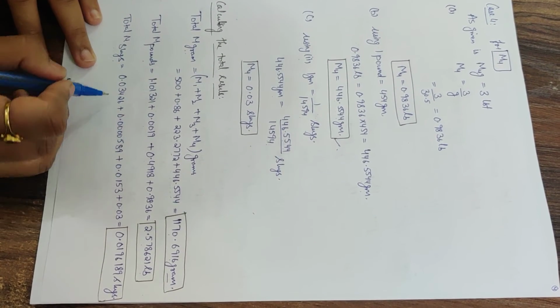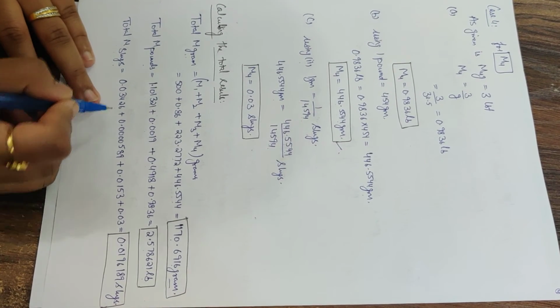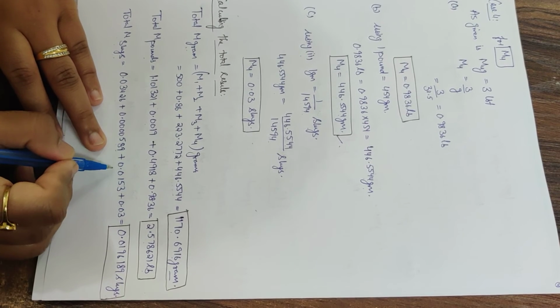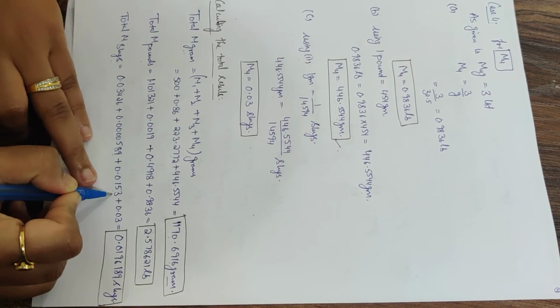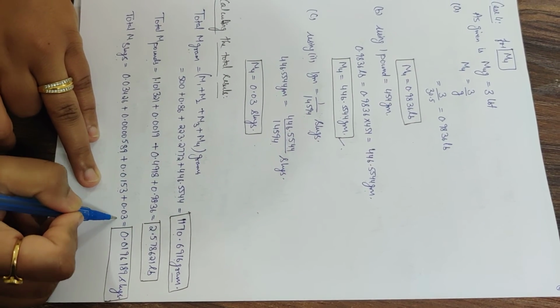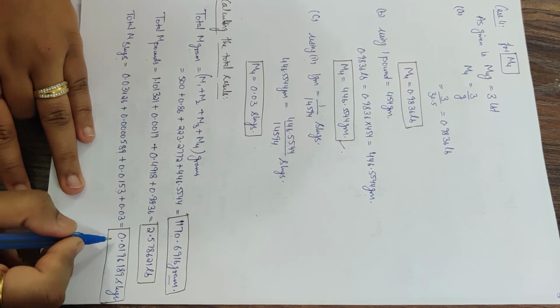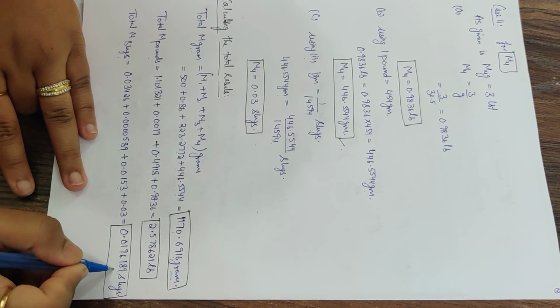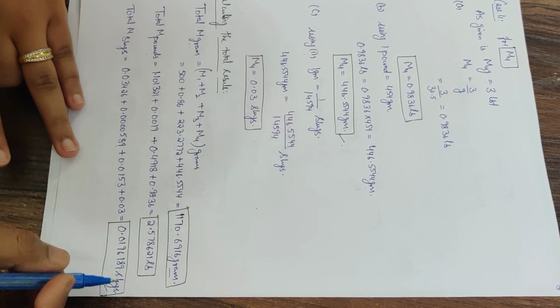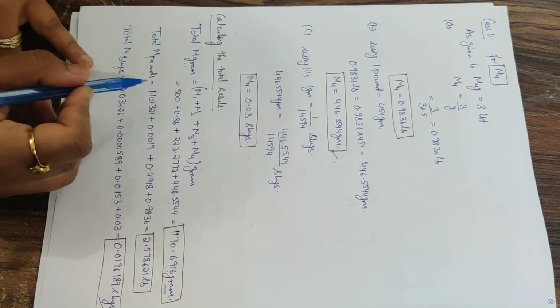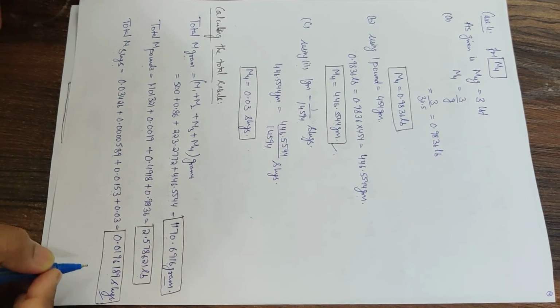Okay, now on the last operation, we need to calculate the value of masses in slugs, total mass. As we know, M1 in slugs is 0.03426, M2 in slugs is 0.0000589 and M3 in slugs is 0.0153 and M4 in slugs is 0.03. So adding all these four masses in slugs, we are getting the value that is 0.0196189 slugs. So this is all that we needed to calculate, the total mass in grams, pounds and slugs that we have already calculated.